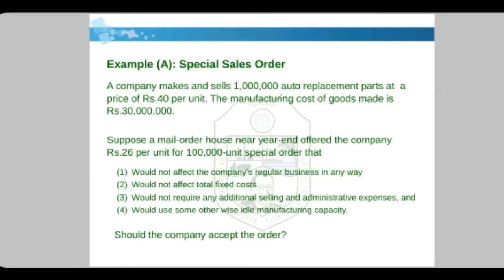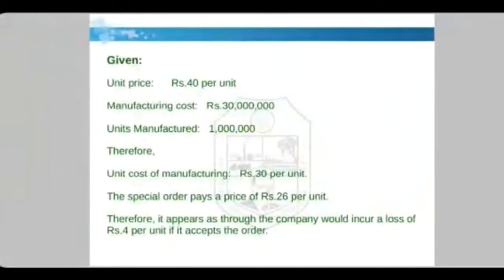Now what is the relevant information in this case? Now we have seen the unit price is 40 rupees per unit. Manufacturing cost is given. Units manufactured are given. Therefore, the unit cost of manufacturing is 30 rupees per unit. That is manufacturing cost divided by units manufactured. So that will be 30 rupees per unit.